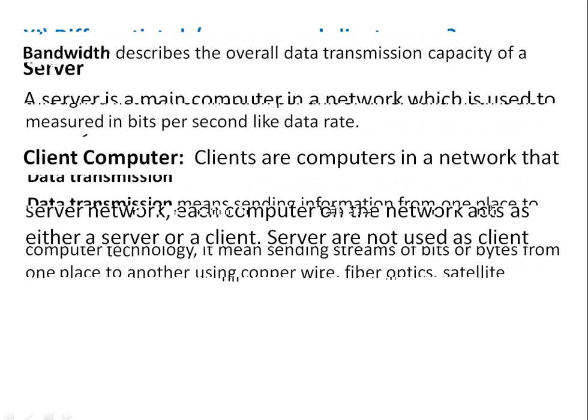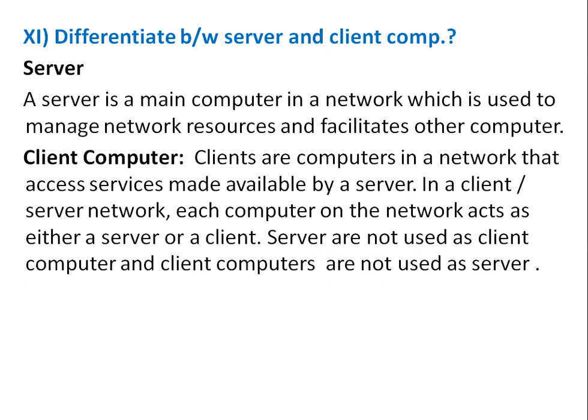Question number 11. Differentiate between server and client computer. Server. A server is a main computer in a network which is used to manage network resources and facilitate other computer. Client computer in a network that access services made available by each server. In a client server network, each computer on the network acts as either a server or a client. Servers are not used as client computer and client computers are not used as server.